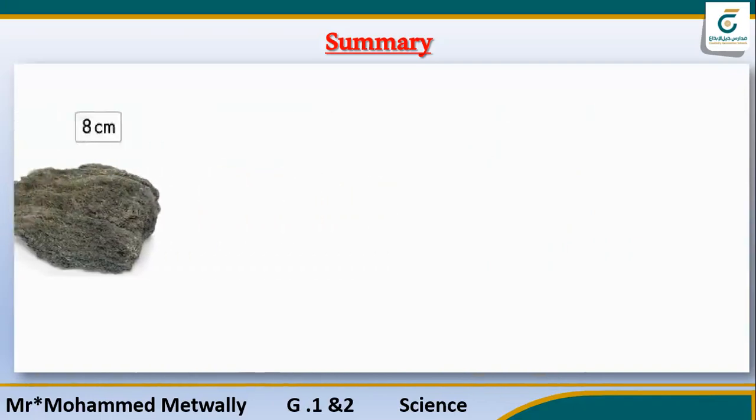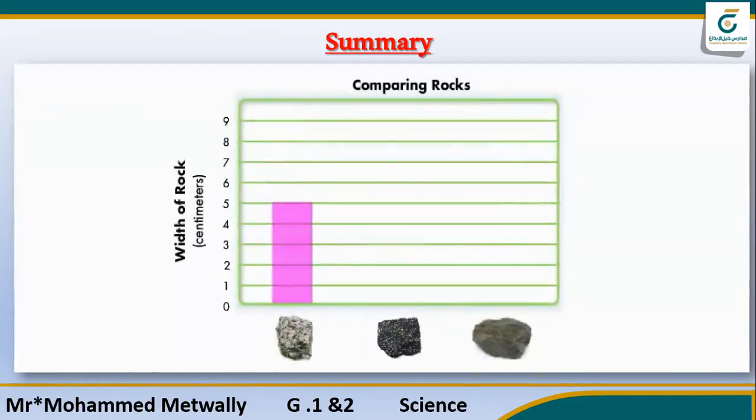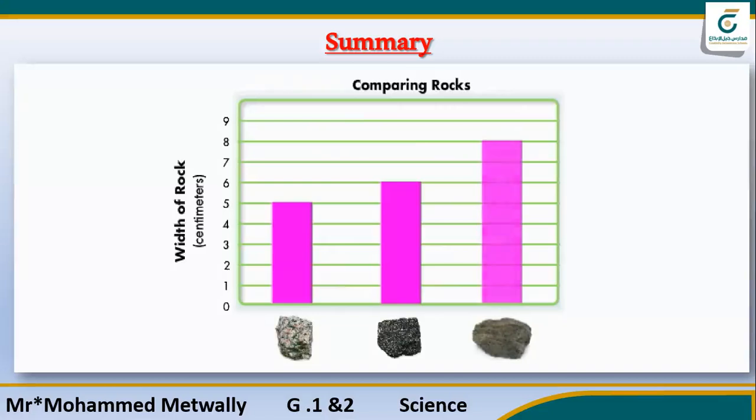Scientists use charts and graphs to show data. A bar graph helps you compare data. You can see that the 3rd rock is the widest.